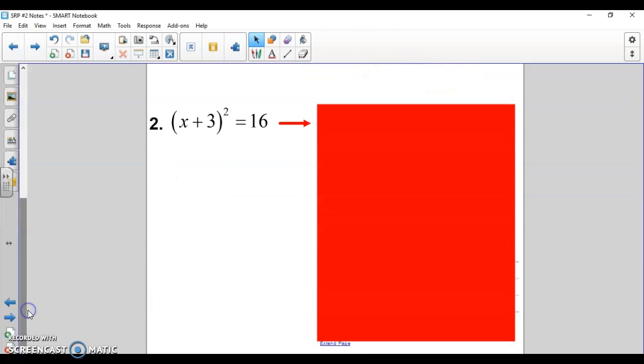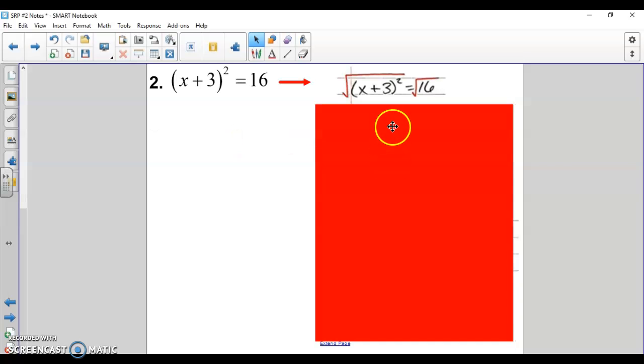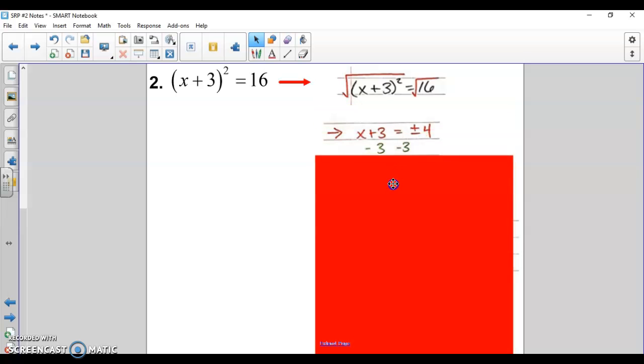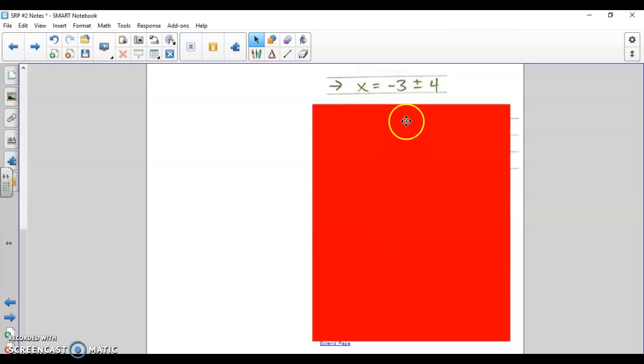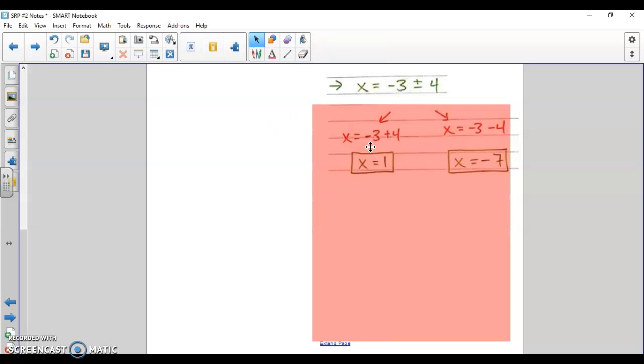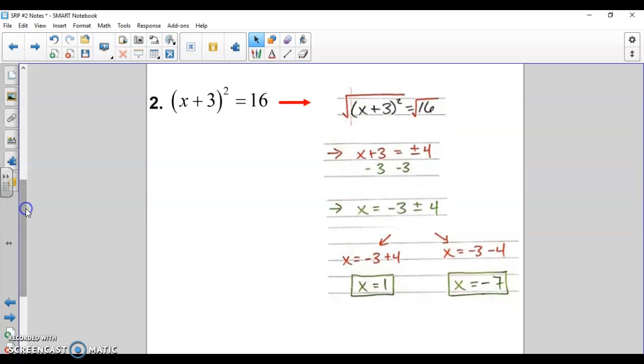All right, plus or minus plays a huge role in these problems this week. Next example, just like the last one, nothing crazy. The parentheses is already by itself, so I square root both sides. When I do that, I get rid of the parentheses. The square root of 16 is plus or minus 4. I subtract 3 from both sides from there, and I sneak that out front again. So it's x equals negative 3 plus or minus 4. Then I go negative 3 plus 4, which is 1, and negative 3 minus 4, which is negative 7. Those are my 2 answers. Hopefully you kind of see the big idea that we're rolling with right now.